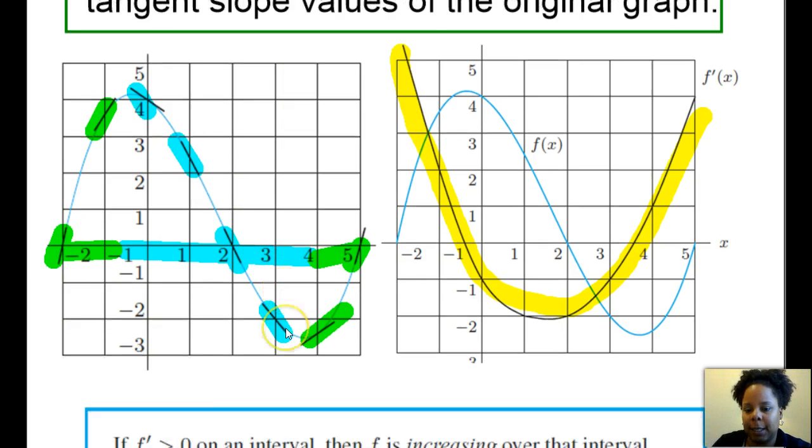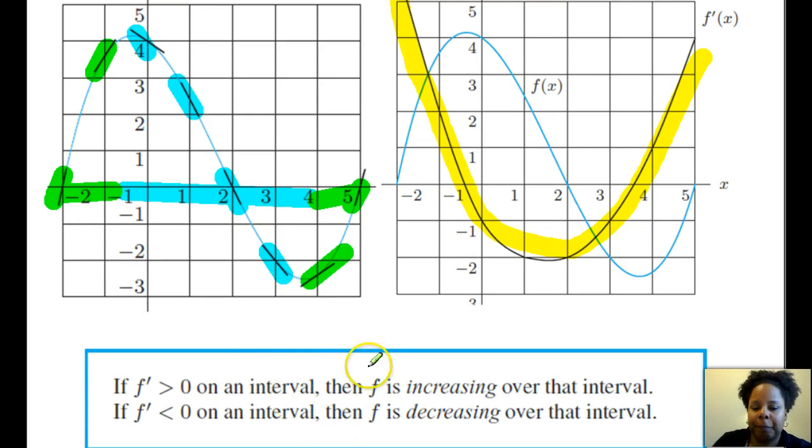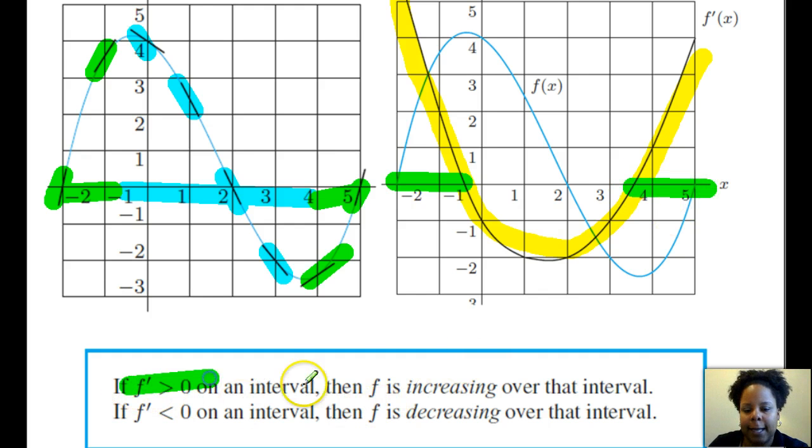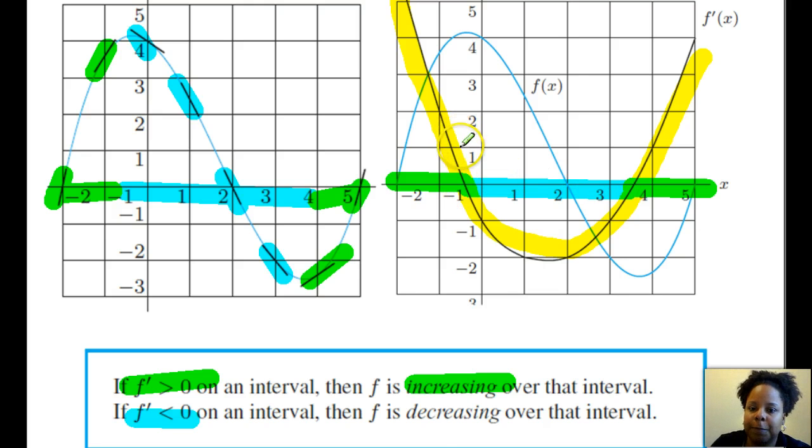Another thing I want to point out is that if f prime is positive on an interval, as we saw here from -2 to -0.5, and from 3.5 to 5, then that means that f is increasing. The original function is increasing over that interval. And when the derivative is negative on an interval, as we saw from -0.5 to 3.5, then that must mean that the original function is decreasing over that interval, and this is the case. So not only does the derivative function give us the slope of the tangent lines, it also lets us know about the original function on the interval, whether it's increasing or decreasing.